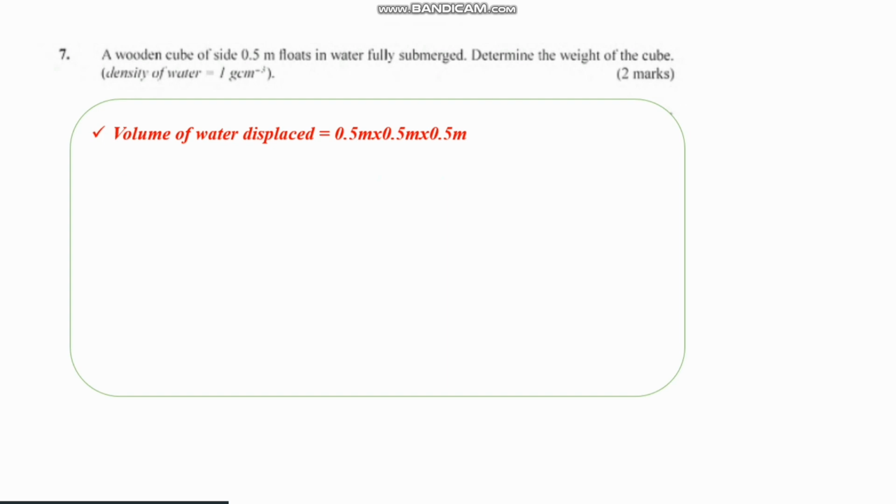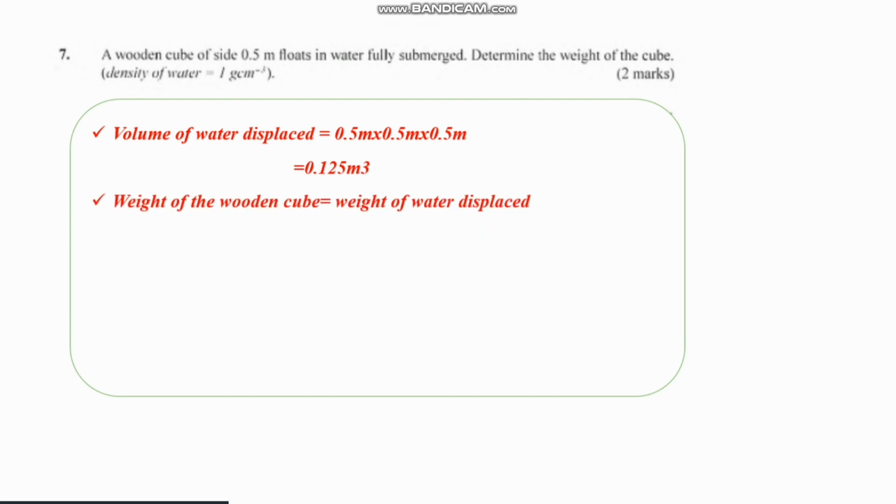So in this case, we are going to look at the volume of water displaced, and the volume of water displaced will be equal to the volume of the cube, which is 0.5 meters times 0.5 meters times 0.5 meters, and you get 0.125 cubic meters. This is the volume of the cube, and it's the same volume that this cube displaces. Therefore, the volume of the water displaced is 0.125 cubic meters.